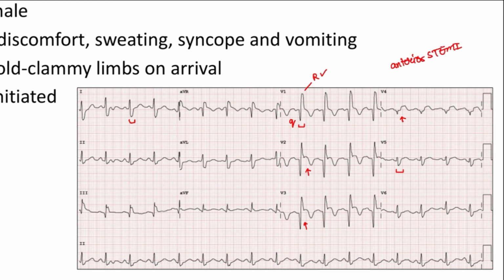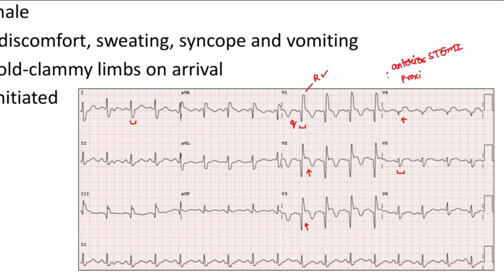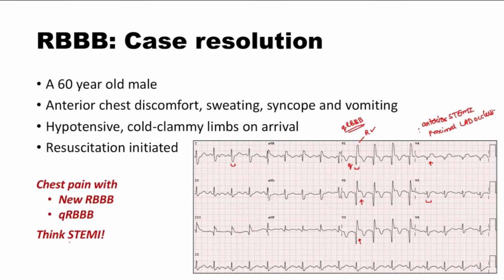But not just that, it is a proximal LAD occlusion. And how do I know that? Because of the presence of a QRBBB pattern. So whenever you see a patient with chest pain and a new RBBB or a QRBBB, think of STEMI, and think of a proximal STEMI. So what do you do? You prioritize this patient for primary PCI as soon as possible.